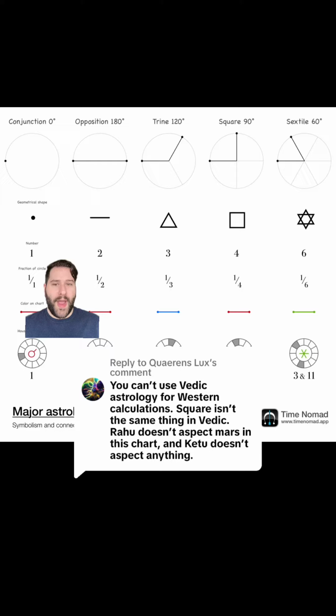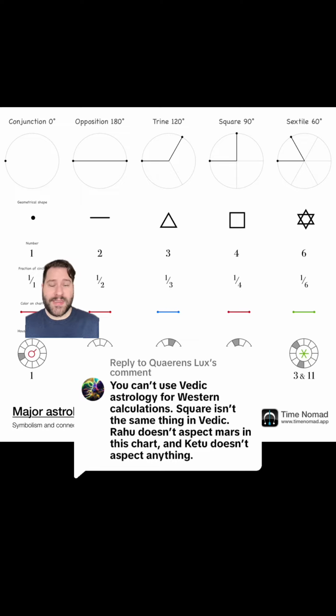You say a square isn't the same thing in Vedic. Again, this is not true. The aspects in Vedic astrology mean the same thing as the aspects in Western astrology. The aspects have nothing to do with the zodiac signs that planets fall into. They have to do with the angles that they form with each other.